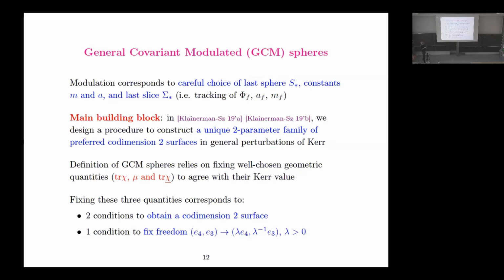From now on, I'll just focus on this issue of modulation, which, I repeat, corresponds to the careful choice of the last sphere S star, the constants M and A, and the last hypersurface sigma star. In other words, this is completely analogous to tracking the final diffeomorphism, final mass, and final angular momentum. The main building block, in the two joint works with Sergio, is to design a procedure to construct a unique 2-parameter family of preferred codimension 2 surfaces in general perturbations of Kerr.